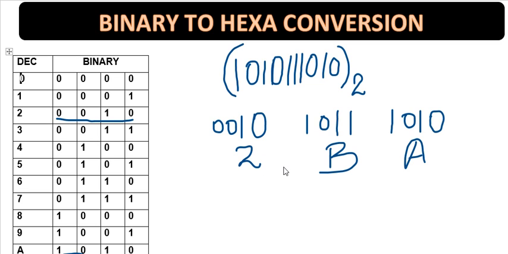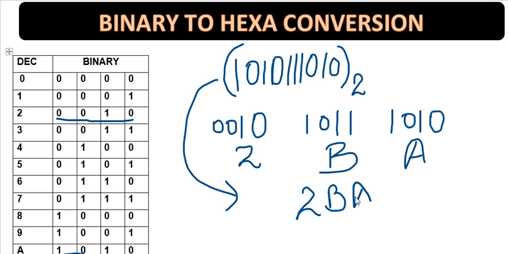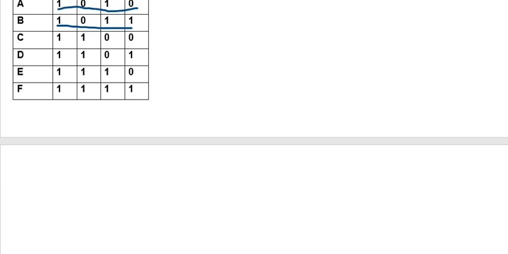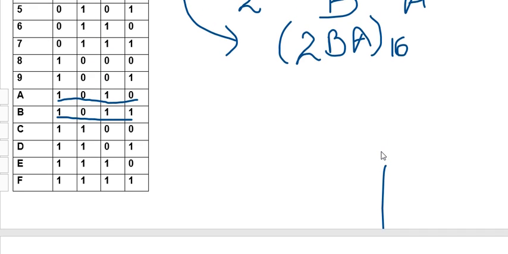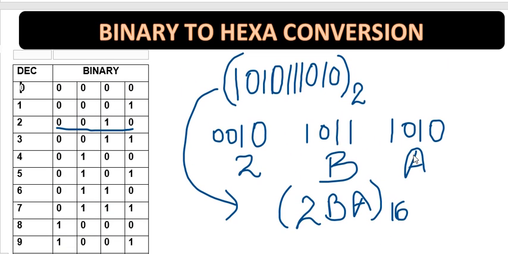Okay. So that means the binary number 1010111010 when converted to hexadecimal would become 2BA, and the base of hexadecimal is 16. I hope you have understood how to convert binary to hexadecimal.